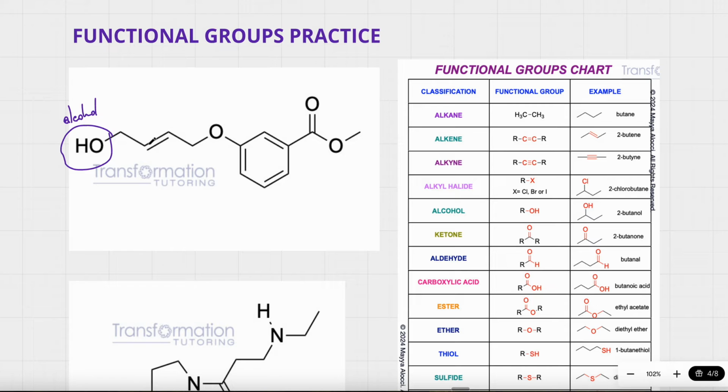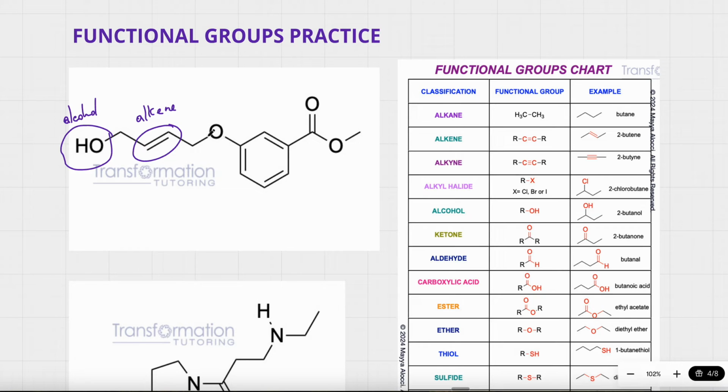Next, I see that I have a C double bond C. What is this functional group? A C double bond C is an alkene. So I am going to circle the C double bond C, and I'm going to name it alkene.